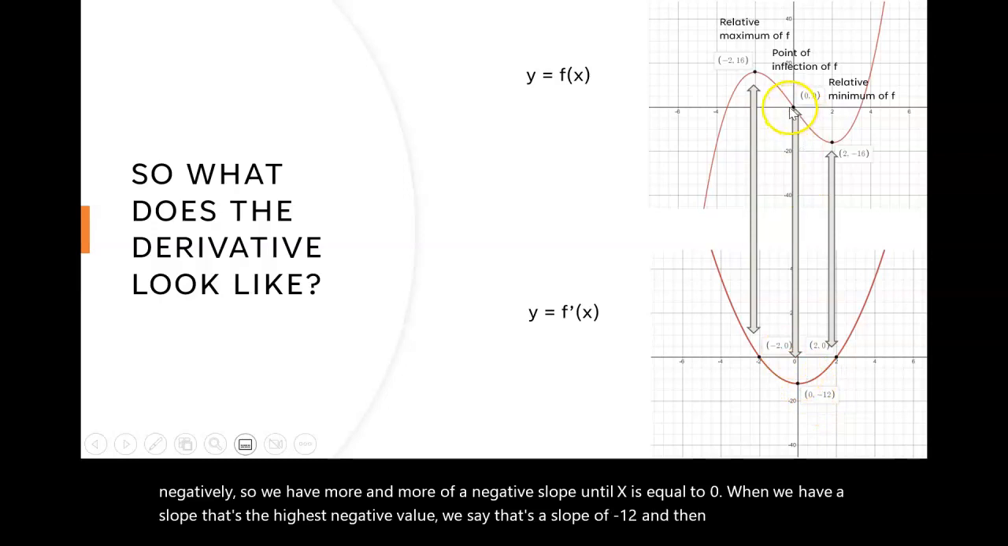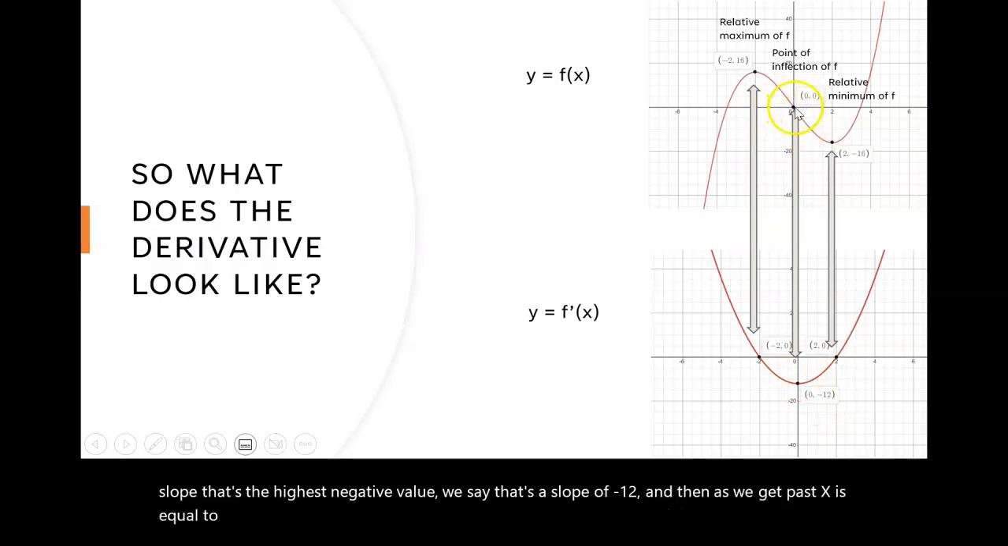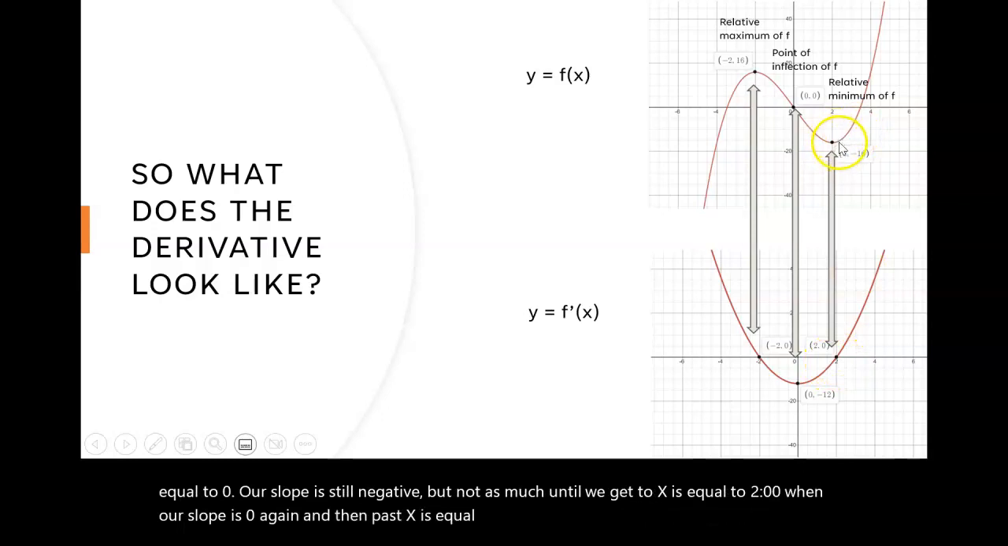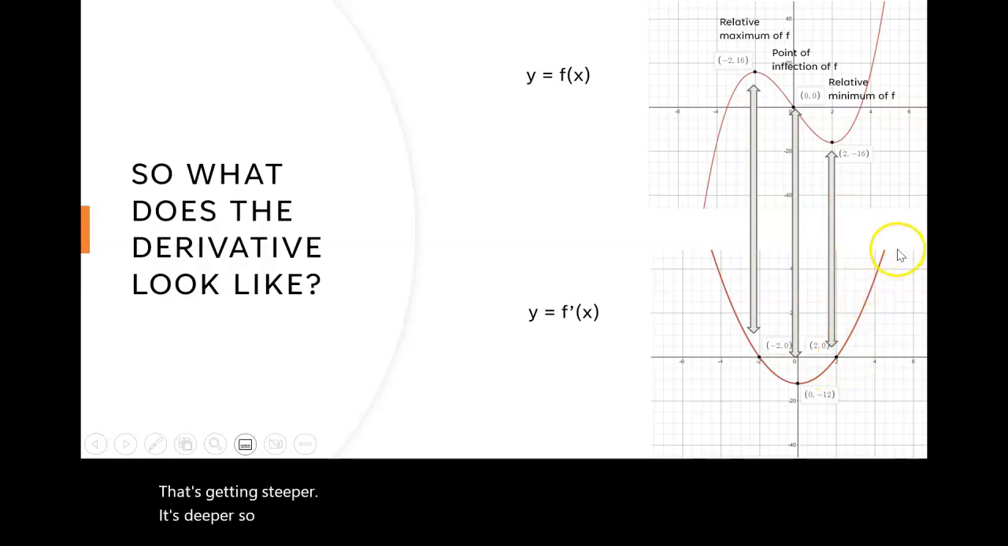And then as we get past x is equal to 0, our slope is still negative, but not as much, until we get to x is equal to 2, when our slope is 0 again. And then past x is equal to 2, we see that we have positive slope again that's getting steeper and steeper. So we're going to have a higher and higher y value for our slope graph.